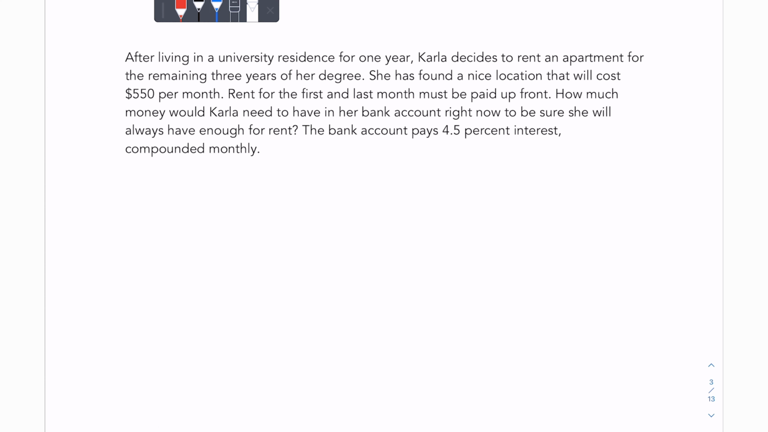So the way that I would solve this on a financial calculator is by first setting it to BGN, because rent is paid at the beginning of each period. Now we're going to set our payment to $550. Our interest rate is 4.5 with monthly compounding. So we're going to set the compounding to monthly and the payments per year monthly as well, because we're compounding monthly and we're paying monthly.